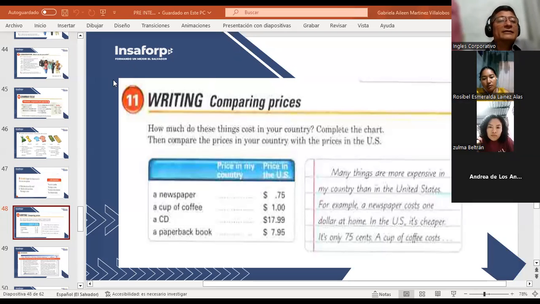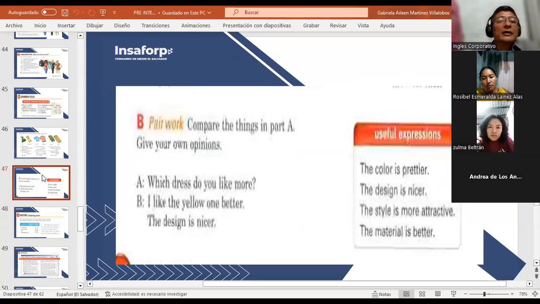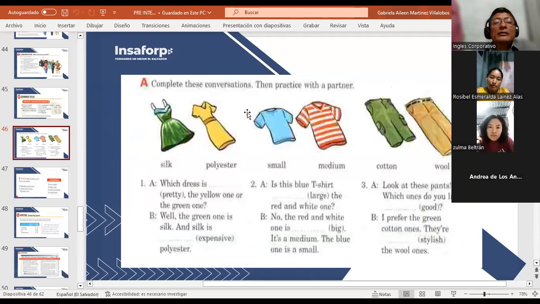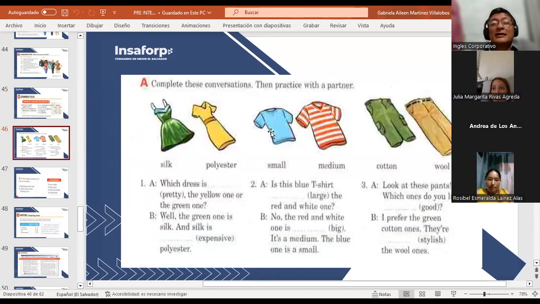Good, thank you. Well, last time we were talking about comparatives, remember? The comparatives, nicer, heavier, more expensive, more convenient. We studied this: cheaper than, nicer than, bigger than, etc. Then we worked on items of clothes in different materials, silk, polyesters, and sizes, small, medium, large, etc.